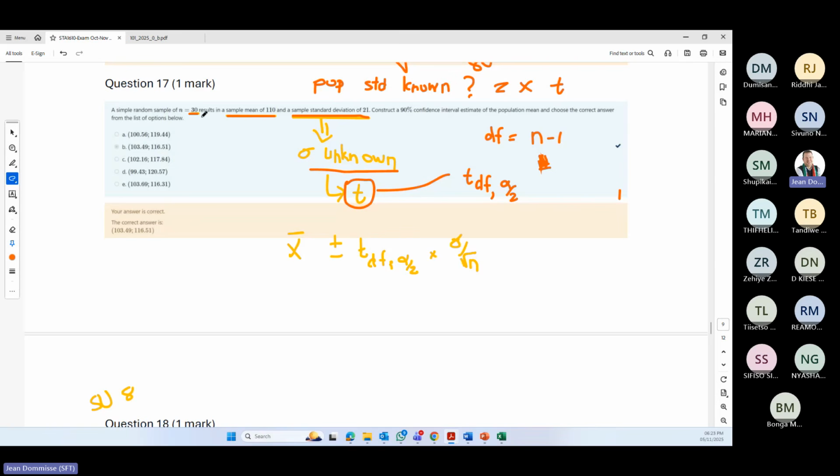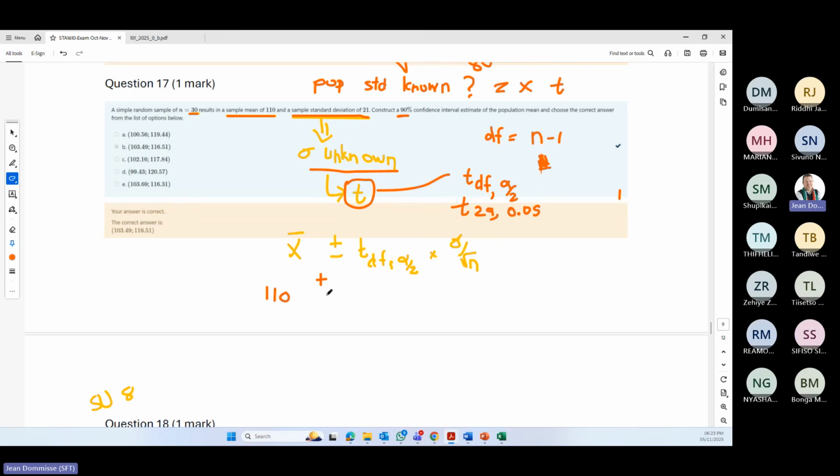So let's see, n was 30, so degrees of freedom is 29. Alpha, we're working with 90, so alpha was 10%. 0.1 divided by 2 is 0.05. So that is the T that we need to get from the table. X is the sample mean, so that stays 110, plus minus the T we're going to work out.